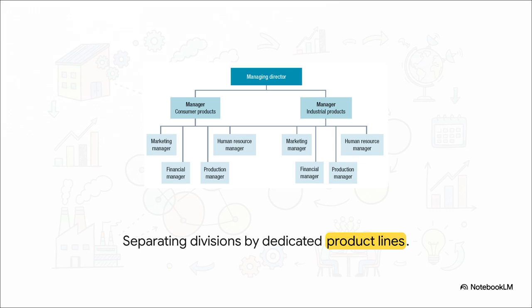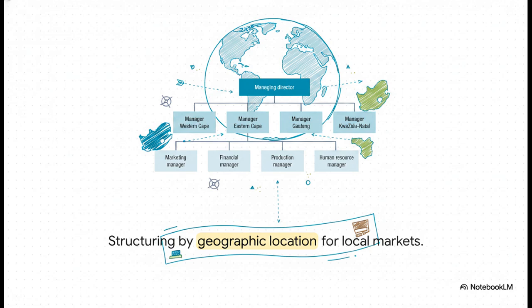Enter product departmentalisation. Now, the managing director oversees entirely separate managers for things like consumer products and industrial products. Each product line operates almost like its own mini-company, complete with its own dedicated marketing, finance, and production teams. Alternatively, if geography is what drives the market, a business might organize by location. This means separating divisions by regions, like the Western Cape versus Gauteng. This is a fantastic way to tailor strategies to local markets and react to regional shifts immediately without having to wait around for a green light from some distant headquarters.